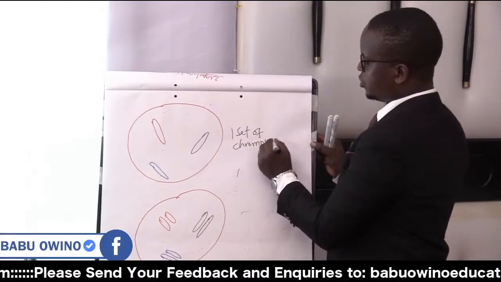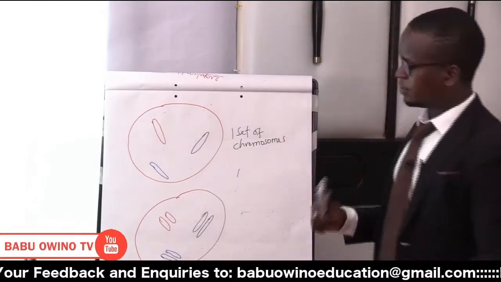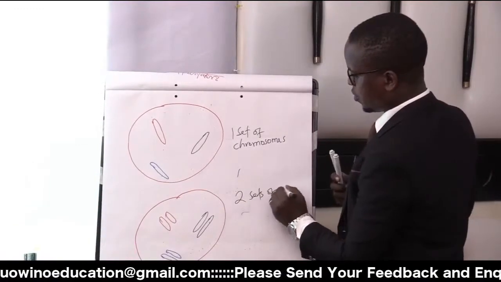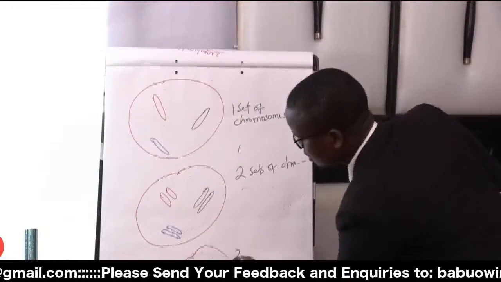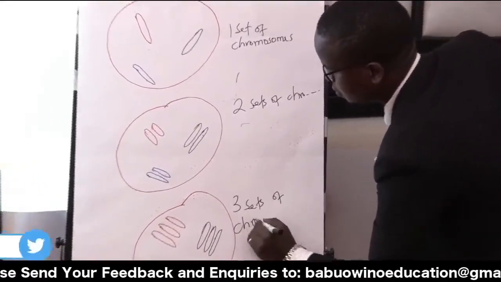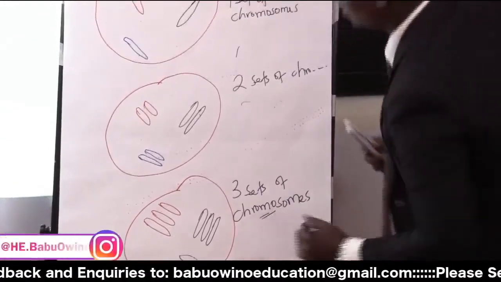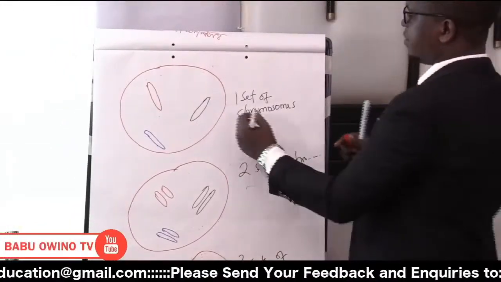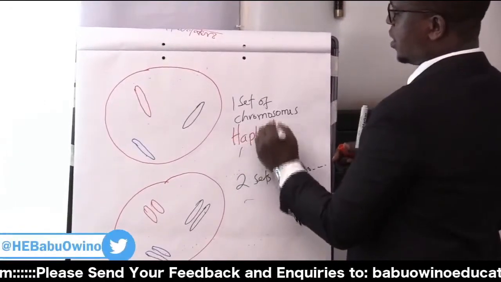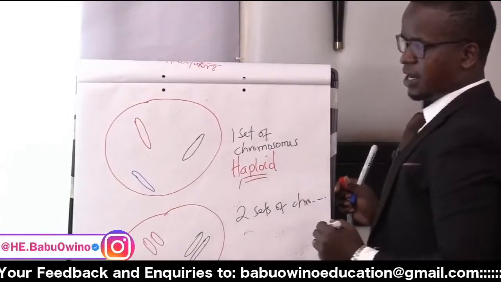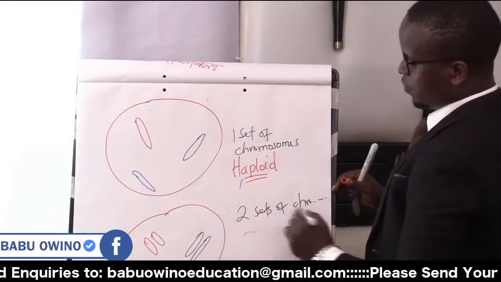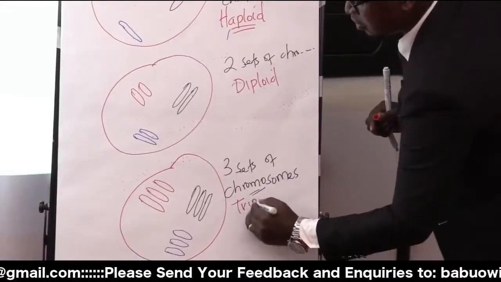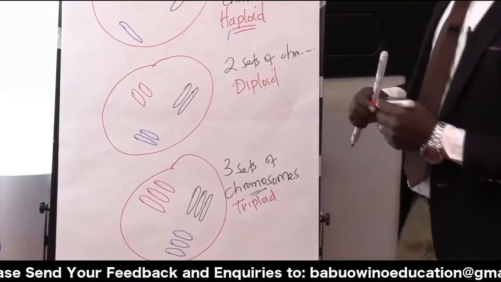But if you come to illustration number two, we have three different types of chromosomes, but we have two chromosomes of each kind. So we have two sets of chromosomes. But in this case, we have three sets of chromosomes. There are terms that we always use to describe this state. If we have one set of chromosomes of each kind, this state is described as a haploid state. So this cell is said to be haploid, to mean it has one set of chromosomes. If we have two, we describe this state as diploid. If we have three, triploid. And if we have four, that will be tetraploid.